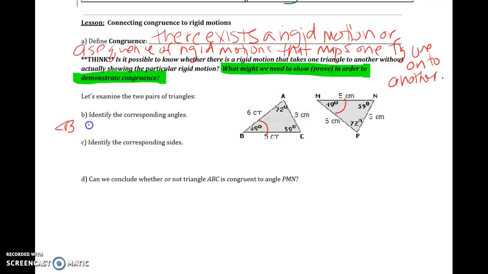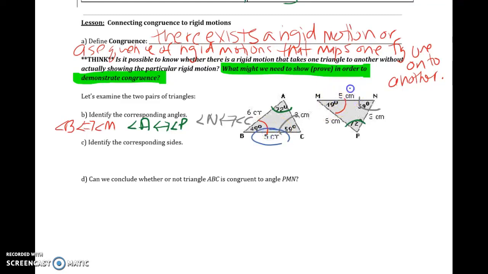So angle B corresponds to angle M. We have angle A is 72 and angle P is 72, so angle A corresponds to angle P. And we have that angle C is 59 and angle N is 59, so angle N corresponds to angle C. Let's do the same thing for the corresponding sides.